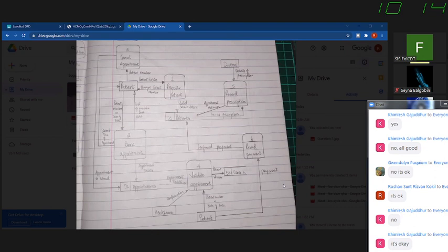process number 3. Where is it? Oh, you put process number 3, cancel appointment. Yes, anytime the patient can cancel an appointment. So you take from the data store. Huh? No, you need one input from the patient appointment. You can't just cancel like that. If you're giving the patient number, you just cancel.